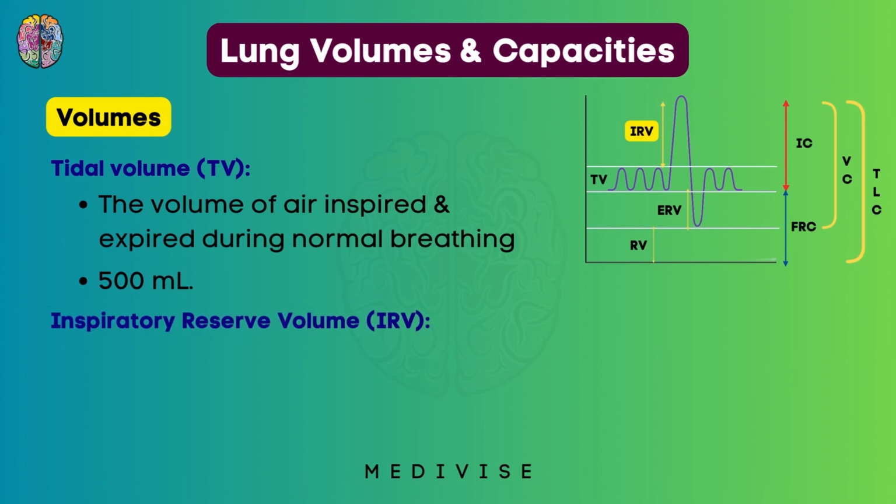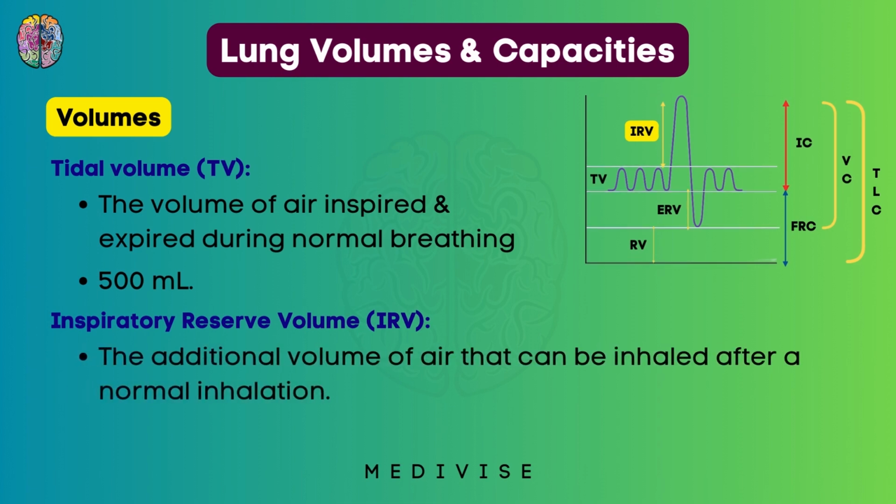Then we have the inspiratory reserve volume. And keep on comparing these volumes with the graph on the side, which will make it 100 times easier to understand. So this is the additional volume of air that can be inhaled after a normal inhalation. So it is above and beyond the normal inhalation. This is approximately 3000 milliliters.